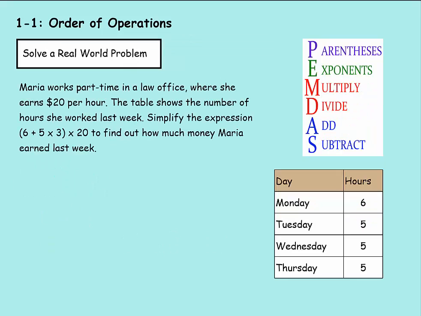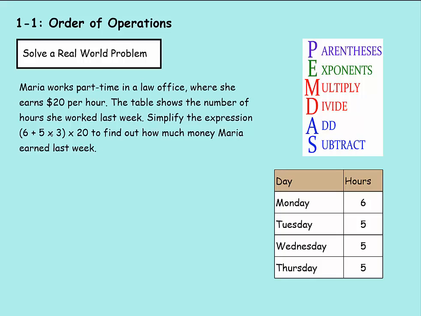Now we can solve a real-world problem. It says Maria works part-time in a law office, where she earns $20 per hour. The table shows the number of hours she worked last week. Simplify the expression 6 plus 5 times 3 times 20 to find out how much money Maria earned last week.